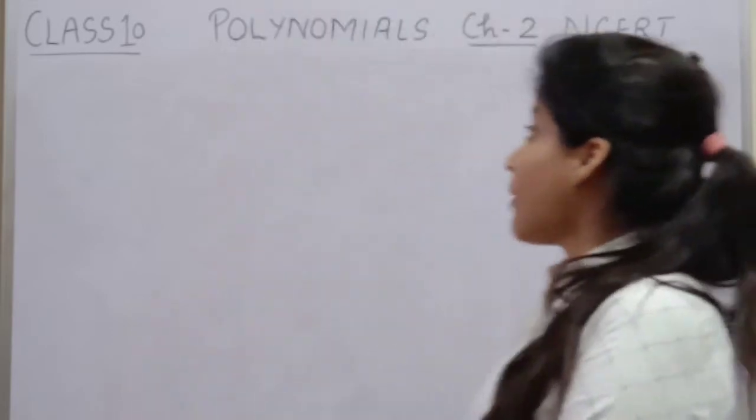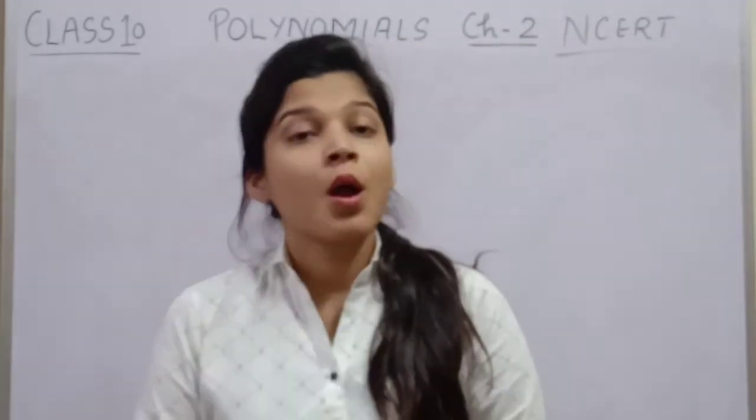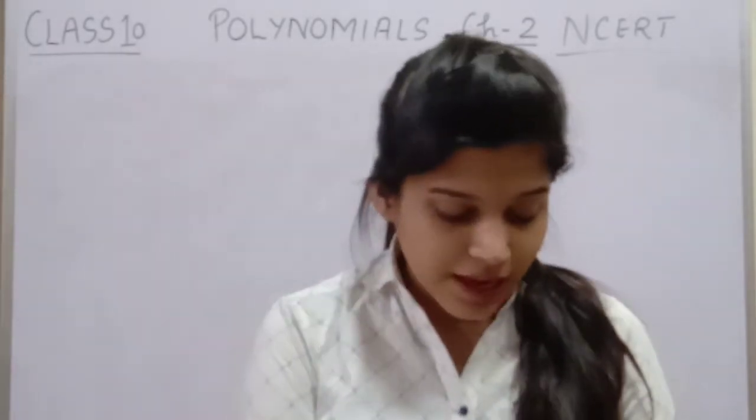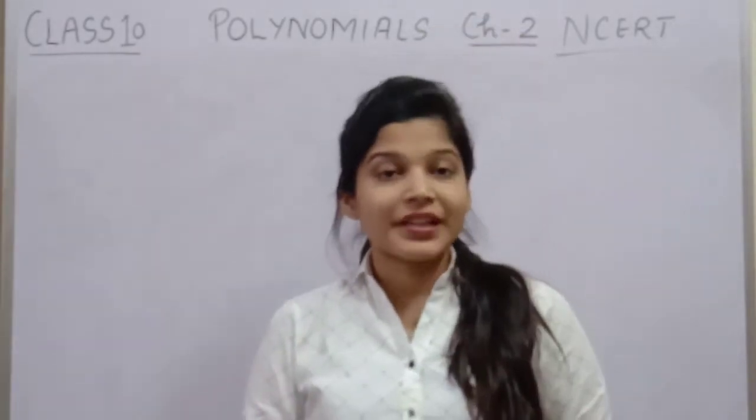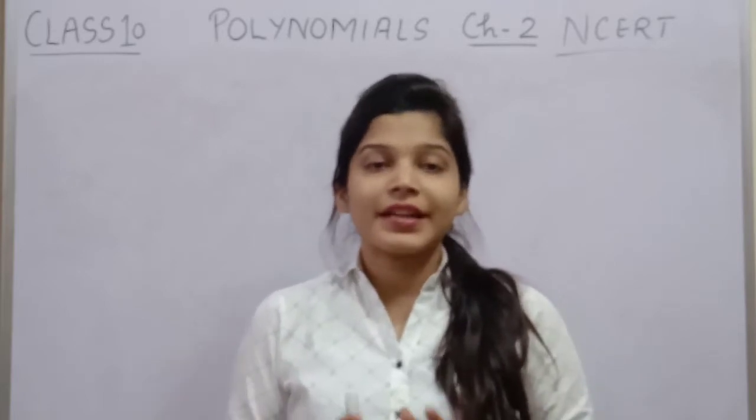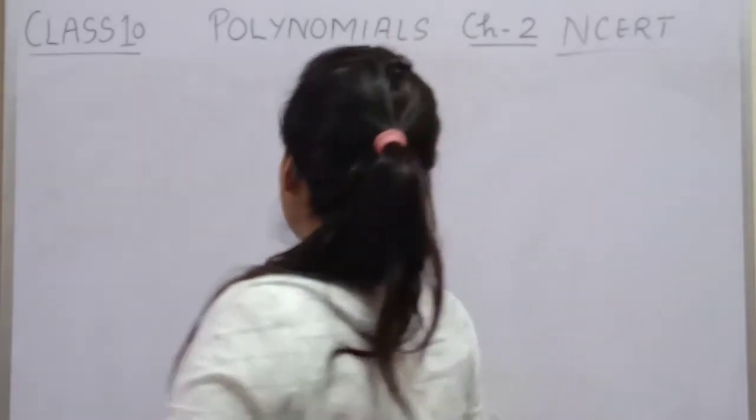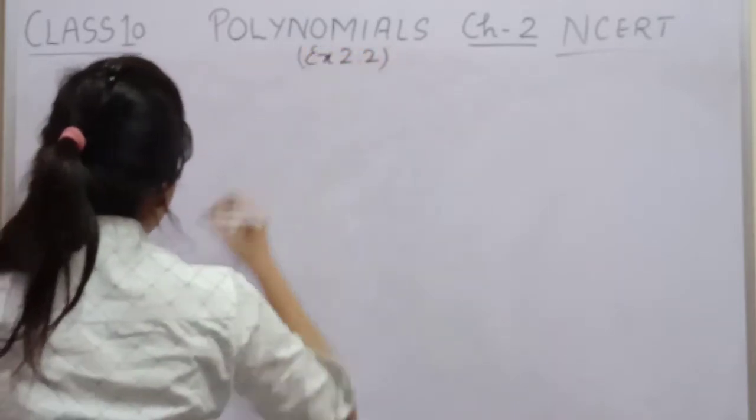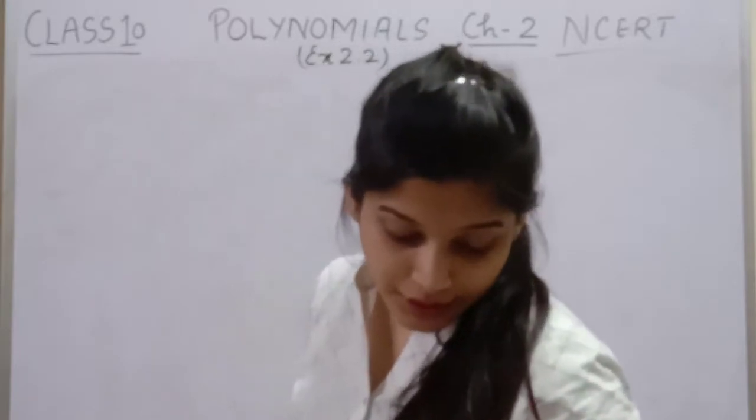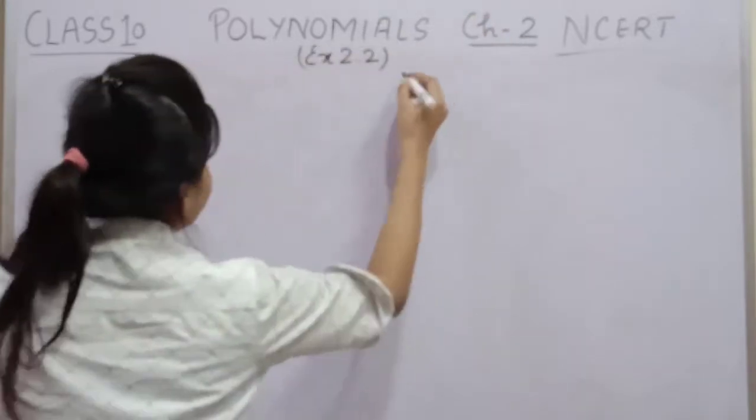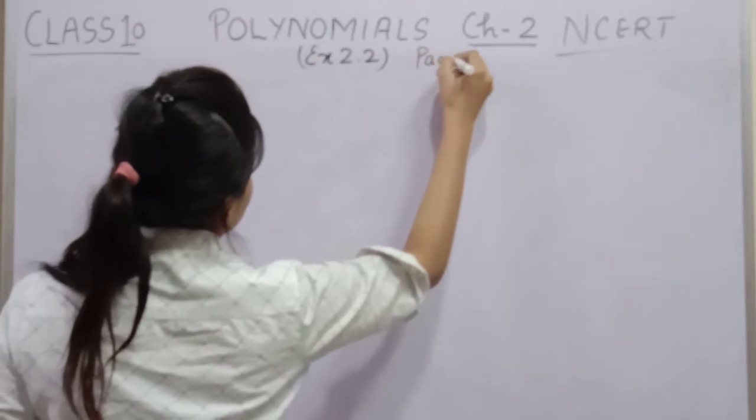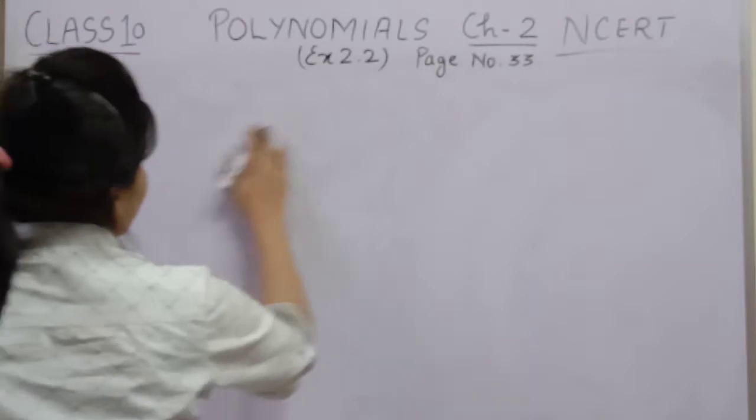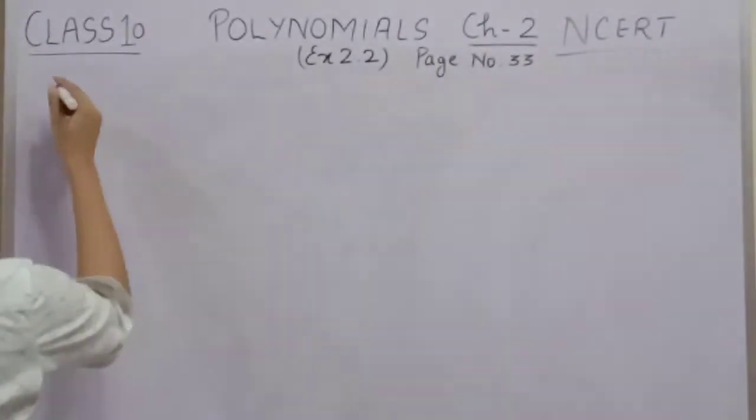So we were on chapter number 2. The name of the chapter is Polynomials of class 10th. So we have done examples 1 to 5 already. So now we will be starting with exercise 2.2. Exercise 2.2 is on page number 33 of our NCERT book.